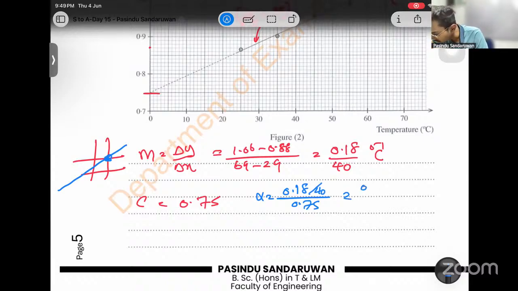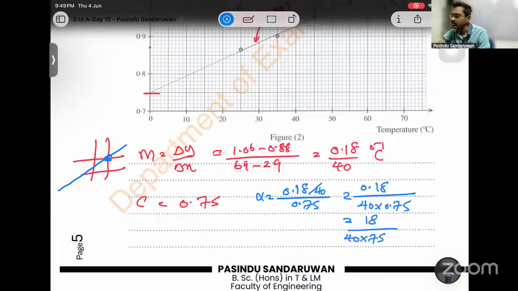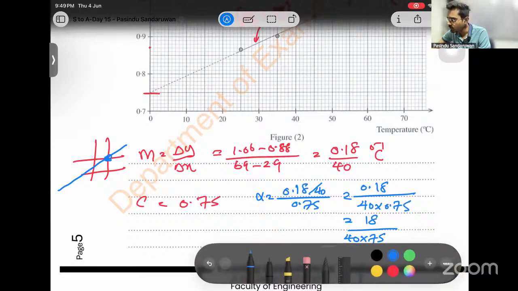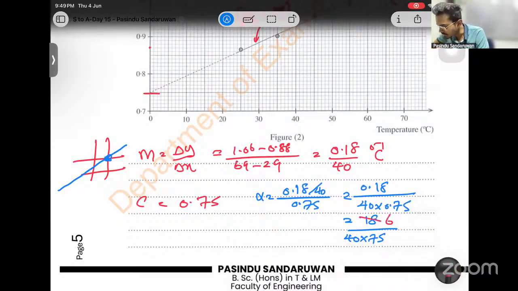Simplify. 0.18 over 40 times 0.75. Shifting two decimals, this can be written as 18 over 40 times 75. Cancel by 3: 3 times 6, 3 times 25. Then by 2: 2 times 3, 2 times 20. The final answer is 3 over 500.